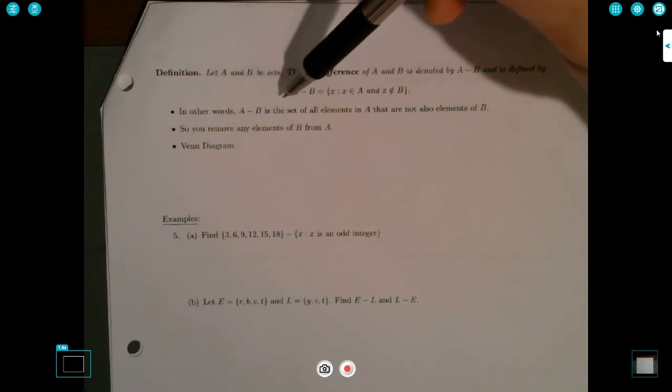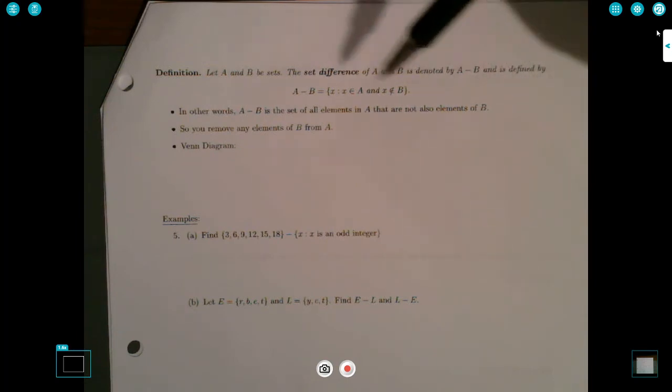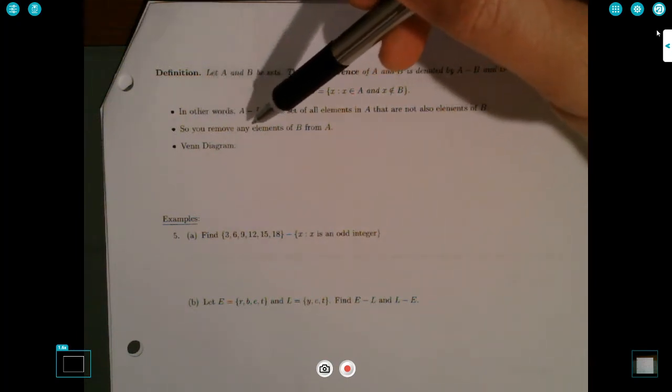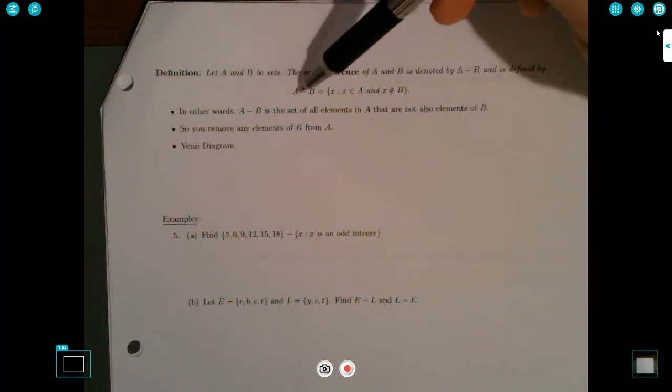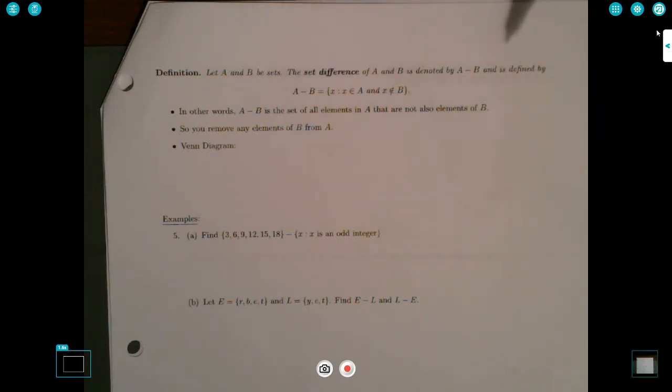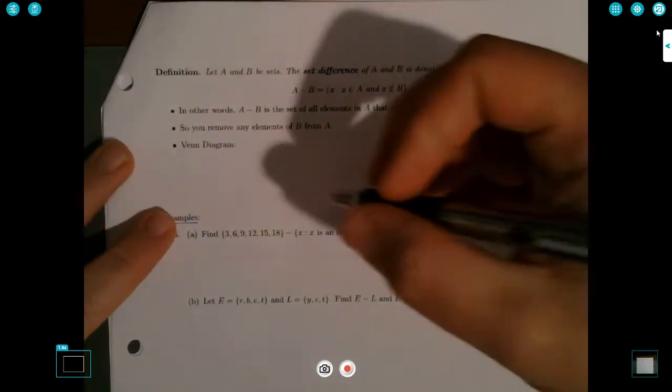So A minus B is the set of all elements in A that are not also elements of B. So it's basically like you remove any elements of B out of A, right? And that's why we think of it like A minus B. So here's a Venn diagram for that scenario.